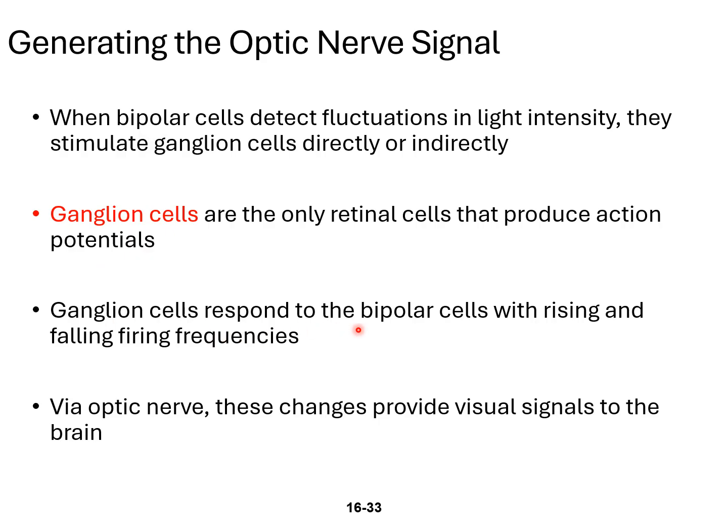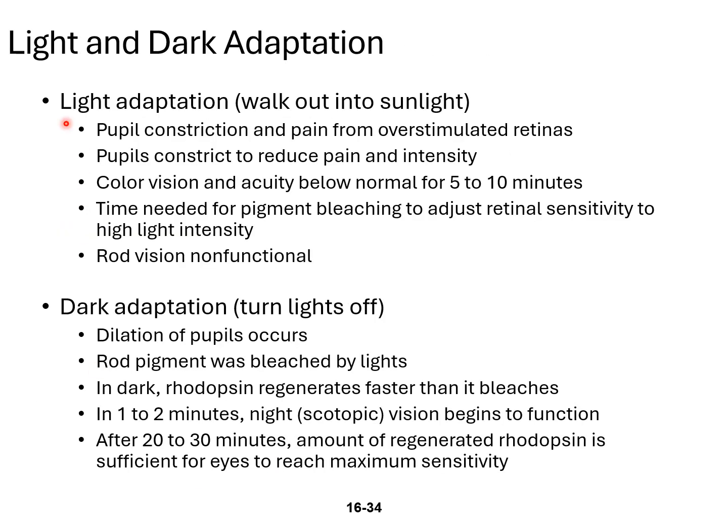And ganglion cells respond to the bipolar cells with rising and falling firing frequencies. Via the optic nerve, these changes provide visual signals to the brain. So in the light, walking out into sunlight, the pupil constricts, closes up, and pain from overstimulated retinas. That's when you walk out from a movie theater into a very bright parking lot. The pupil constricts to reduce pain and intensity.